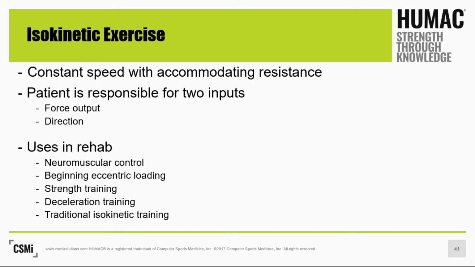Unlike isometric exercise, during isokinetic exercise, there is movement occurring. The speed is constant, and the resistance accommodates to the patient. The patient only has two inputs they're responsible for, the amount of force output as well as the direction in which they're putting that force. In rehab, we use this for early neuromuscular control, beginning eccentric loading, strength training, and deceleration training. Now you can still perform the traditional isokinetic training, but hopefully after this course you can see its shortcomings.